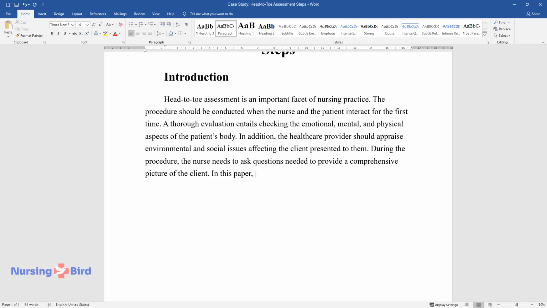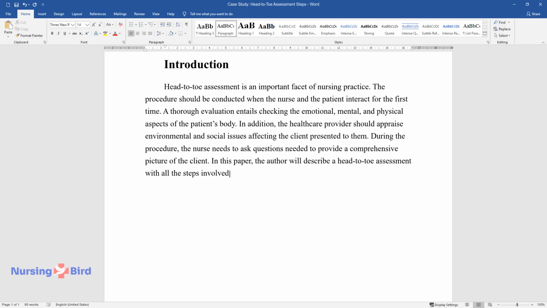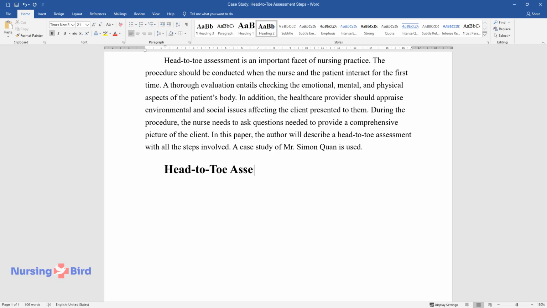In this paper, the author will describe a head-to-toe assessment with all the steps involved. A case study of Mr. Simon Kwan is used. Head-to-toe assessment approach.